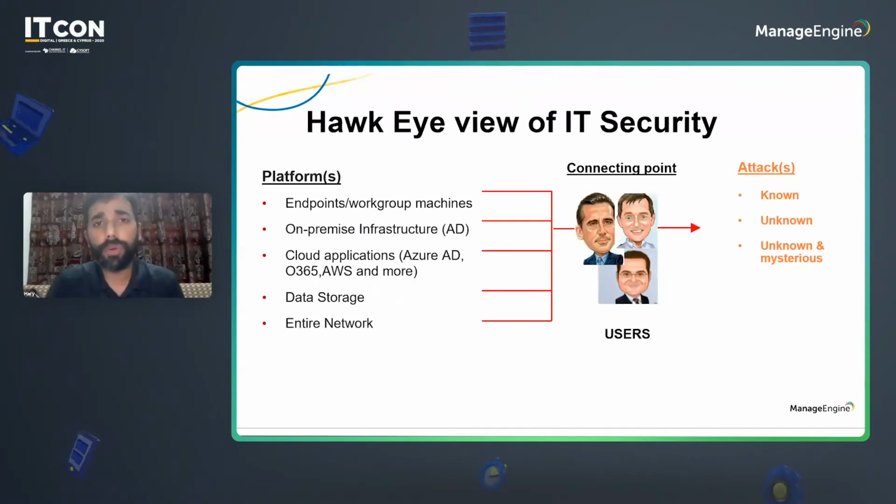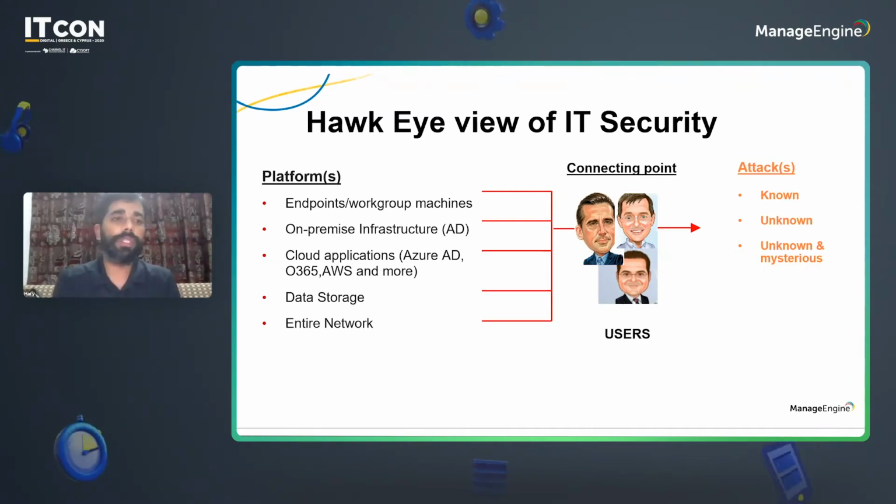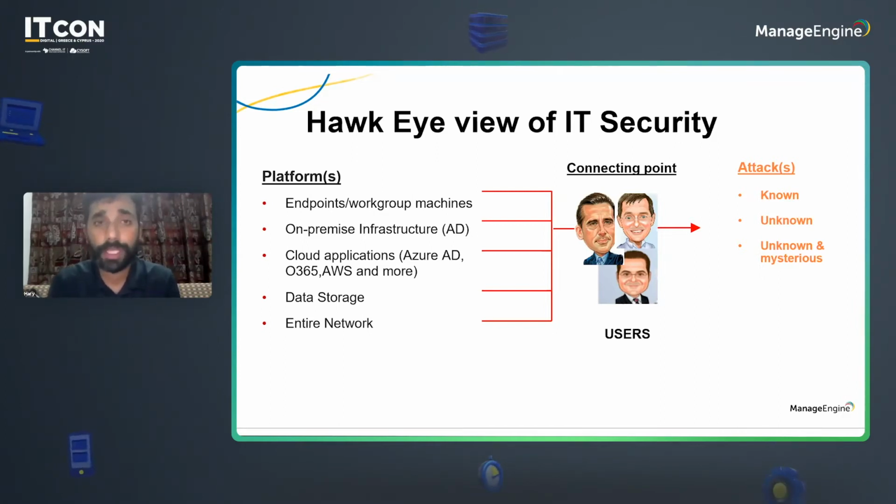So the Hawkeye view of IT security. On the extreme left of my screen are platforms, and on the extreme right are attacks. So you might be wondering what it is about the platforms and what it is about the attacks? Because everybody knows that at some point of time, everyone is going to be breached. It's all about accepting it and recovering as fast as possible without losing a lot of information or data.